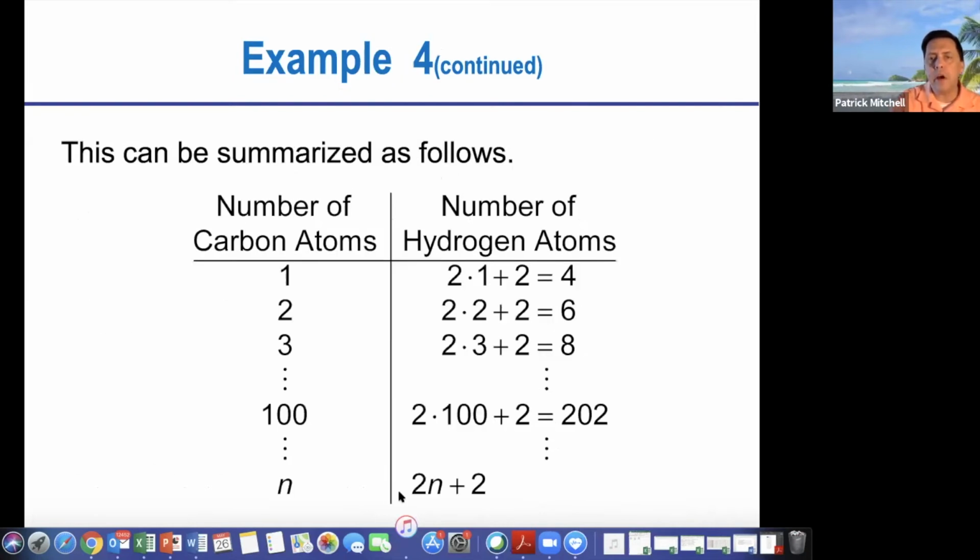All right. So in other words, we're thinking that this is the formula for the number of hydrogen atoms. So let's see if that works. If there's 1 carbon, you have 2 times 1 plus 2, which is 4 hydrogen. If there's 2 carbon, you have 2 times 2 plus 2, which is 6. And if there's 3 carbon, you have 2 times 3 plus 2, which is 8. So that does hold up with the picture that we were looking at earlier. And as long as that pattern holds up, if there are 100 carbon atoms, you would have 202 hydrogen atoms. Okay, and here's the formula, 2n plus 2.